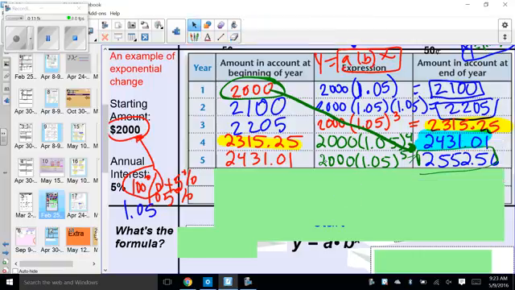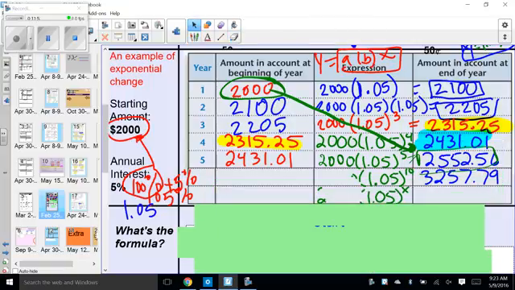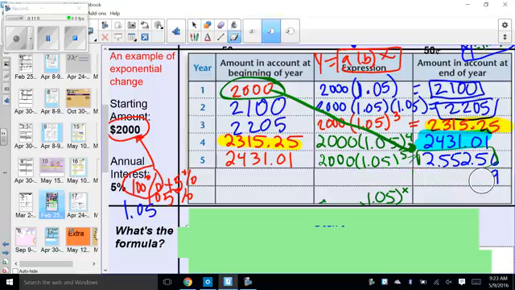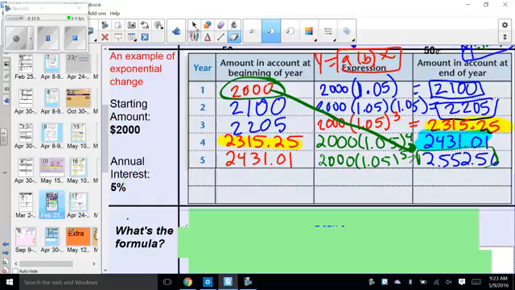So the problem that we have right now is we're depending on the previous value to figure out the new values. And you don't necessarily want to do that. You don't want to be dependent on the previous value. So what do you do if you wanted to know something about year 20? Nobody wants to make a table from year 1 to year 19.